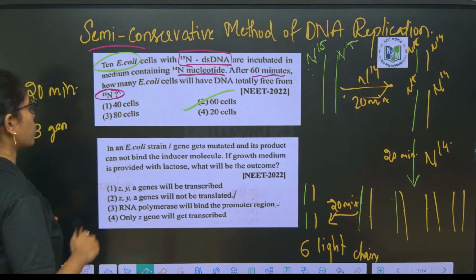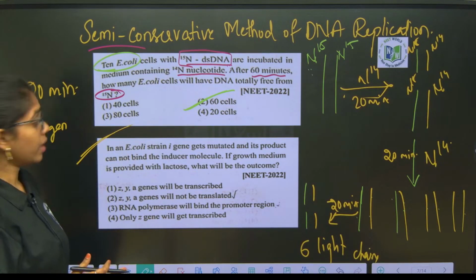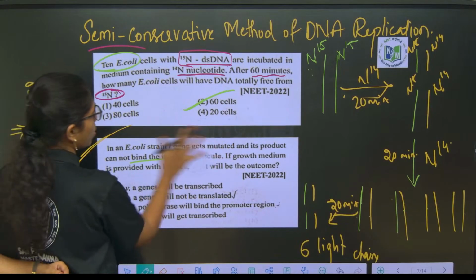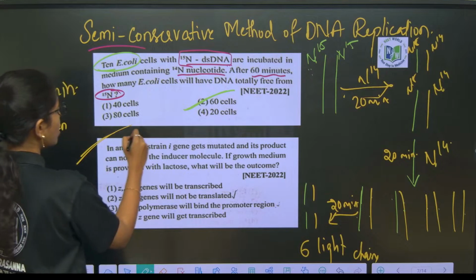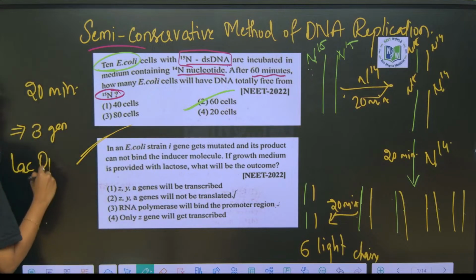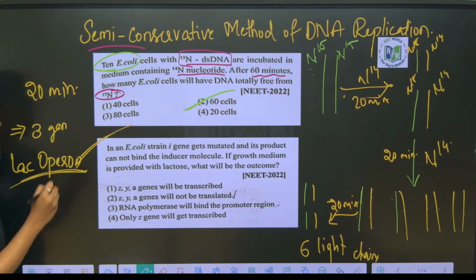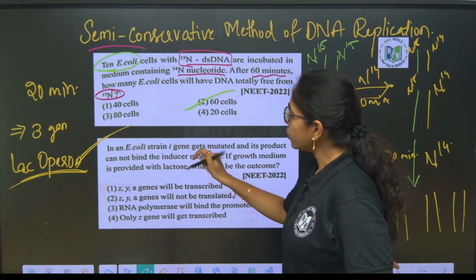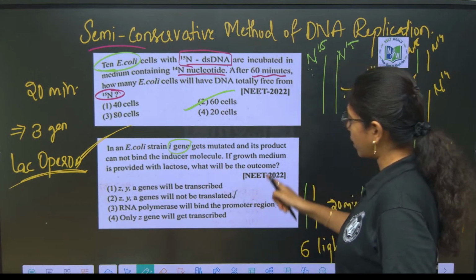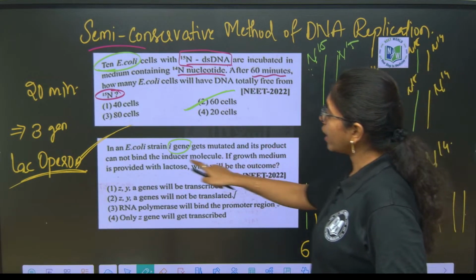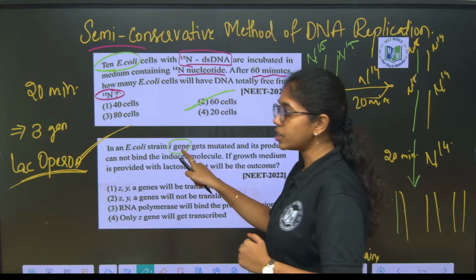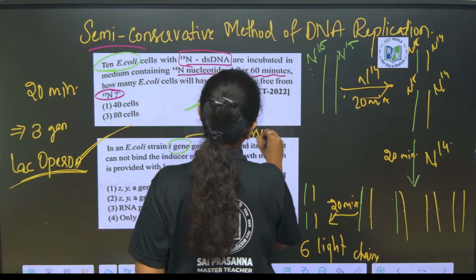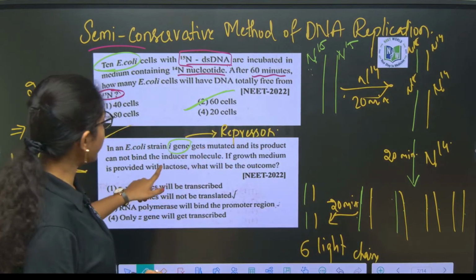Clear, right? Next question. In an E. coli strain, the I gene gets mutated and its product cannot bind the inducer molecule. This is also an application based question from the Lac operon model. Very important. Listen carefully. The I gene is mutated. What is its product? Repressor is the product. The repressor cannot bind to the inducer.